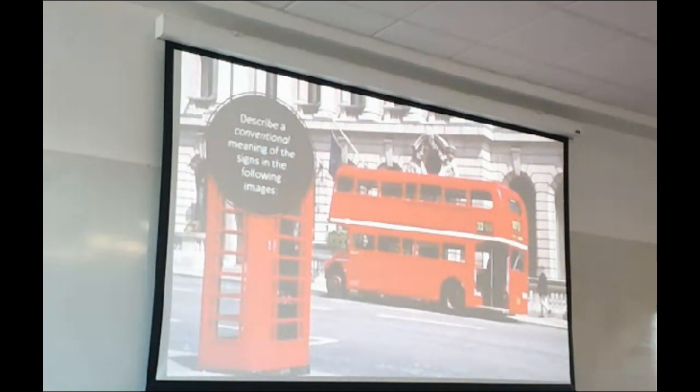Bus? Okay. Anything else? London. That would be where my head went straight away. I look at the red phone box, I look at the red bus, and instantly my shared conceptual meaning of that is, yeah, it's London now. That's not London.